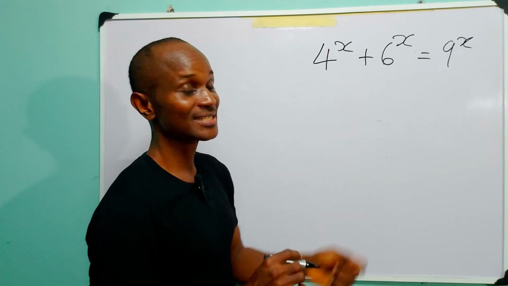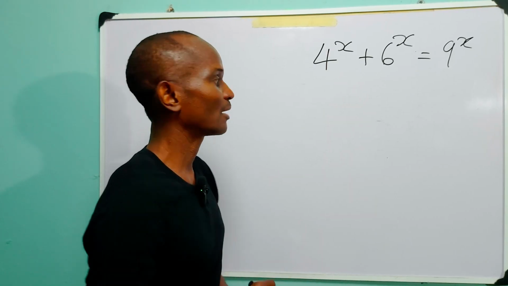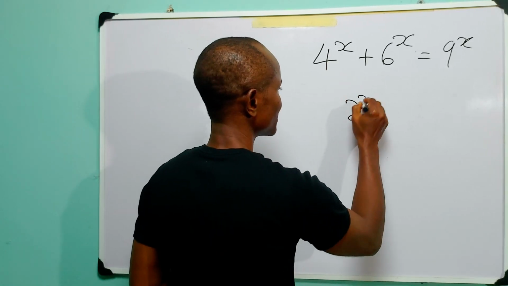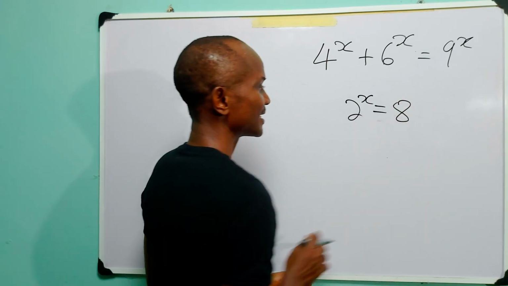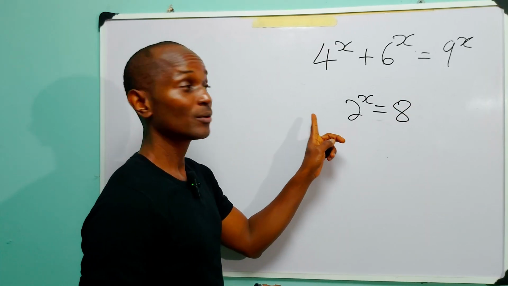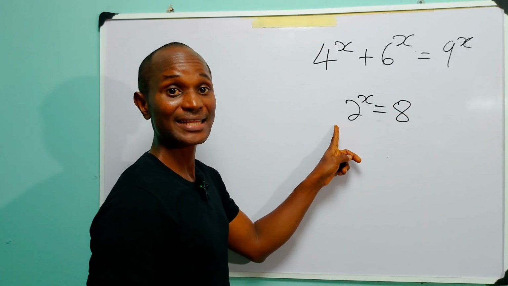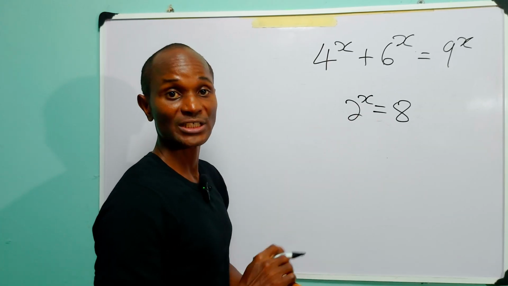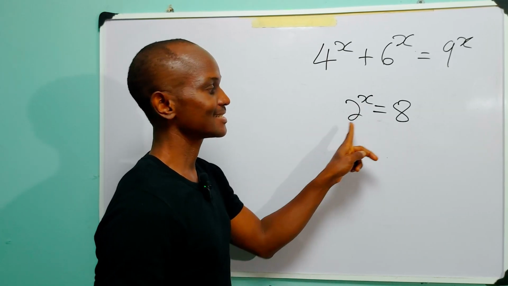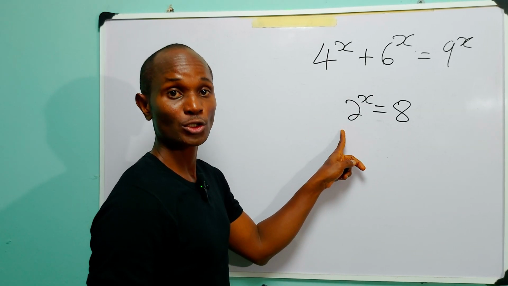But before we get into this equation, let us look at a simpler one. So we have 2 raised to power x is equal to 8. Usually how we will solve this problem is by taking log of both sides of the equation. And since 8 is a multiple of 2, we take log to base 2.